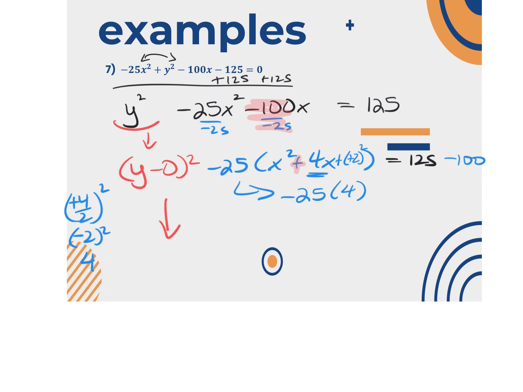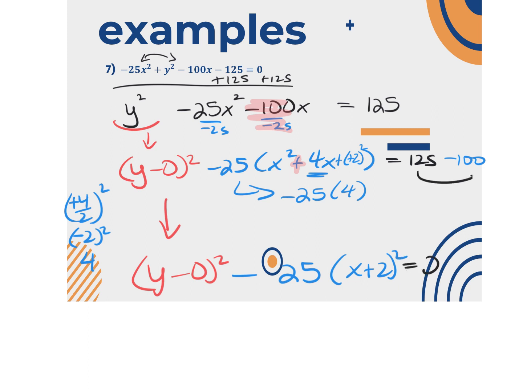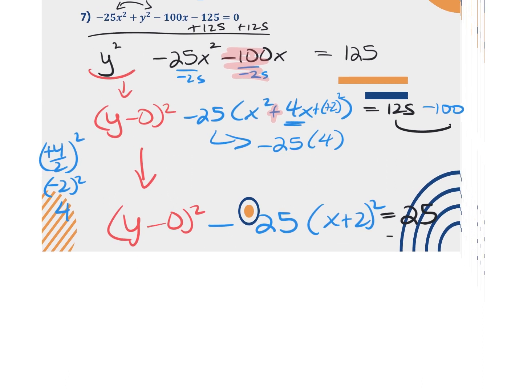So then this can just drop down as y minus 0 squared. And then the blue factors into negative 25 times x plus 2 squared. And then I can add these, and I get 25. I need my equation equal to 1. Divide everything by 25. Wait, this squared? Yes. Why'd you put the y squared first?